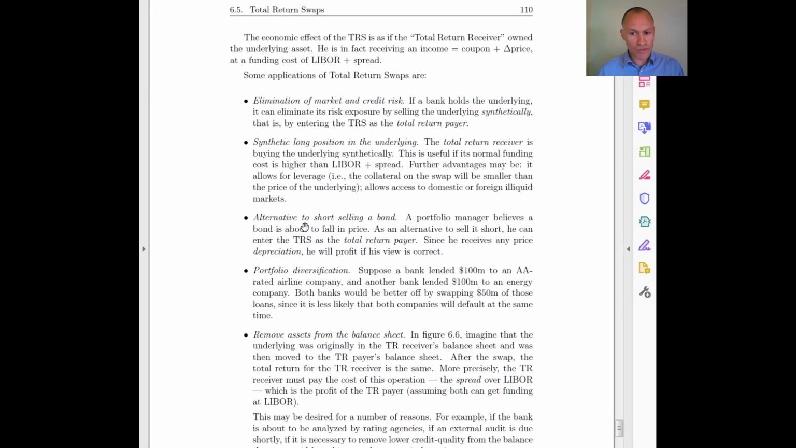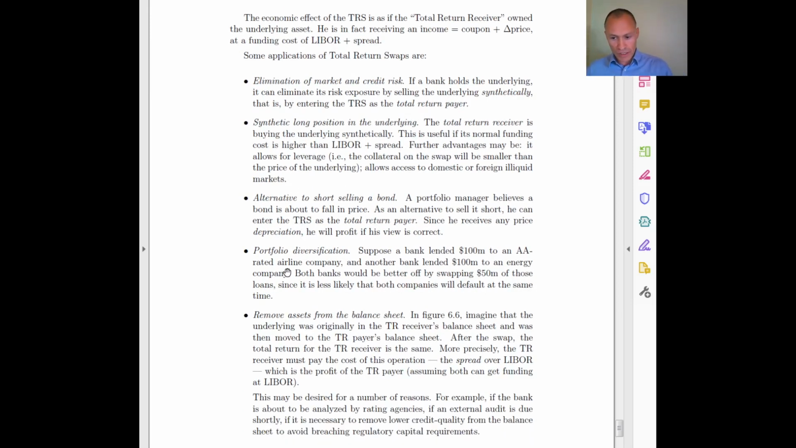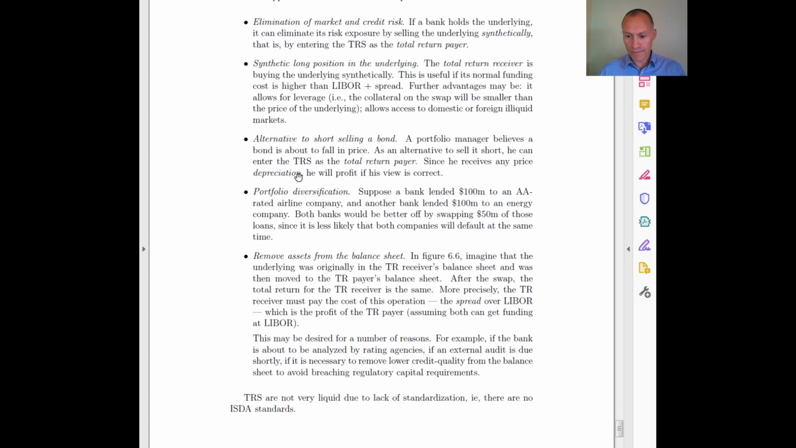There are a bunch of cool applications of these swaps that are discussed here. Please read through this. We can discuss this in class if you have any questions. Again, this is a different type of derivative that allows for these different strategies that are not achievable with credit default swaps, right?